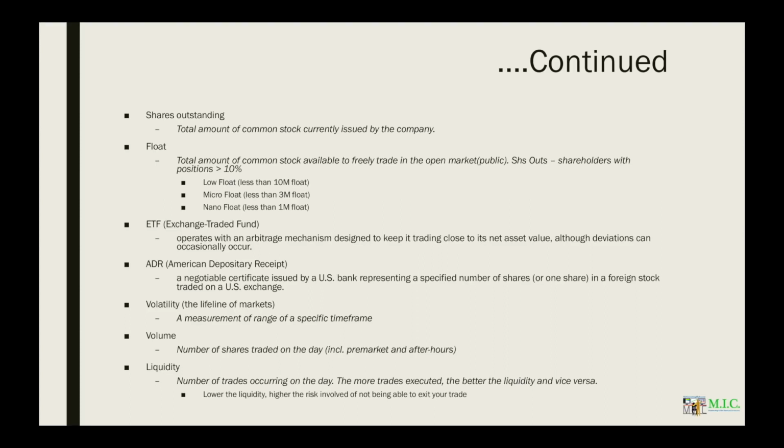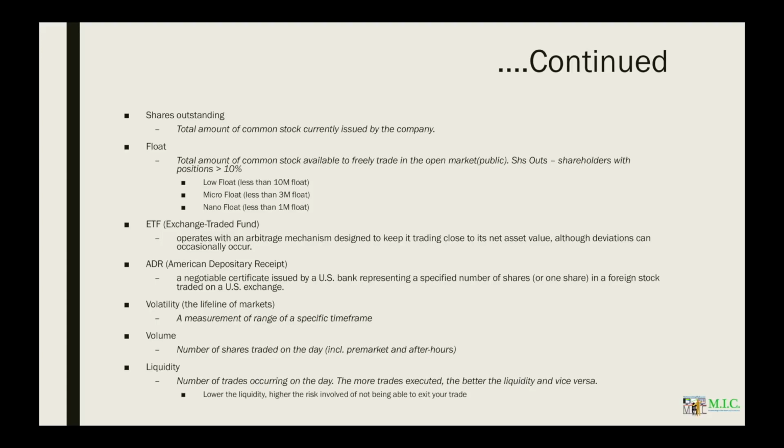The next set of definitions are shares outstanding, the total amount of common stock that is currently issued by the company. The float is the total amount of common stock available to freely trade in the open market or the public. To determine the float, you take the shares outstanding and then minus any shareholders with positions greater than 10%. These are considered insiders, and in order for them to sell any of their position, they have to file.